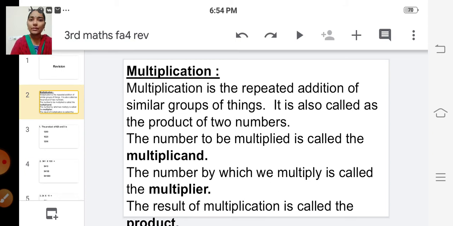Okay, so what do you mean by product? The result of multiplication is called the product. So you should remember what multiplicand, multiplier and product mean. Children, you should not confuse them.